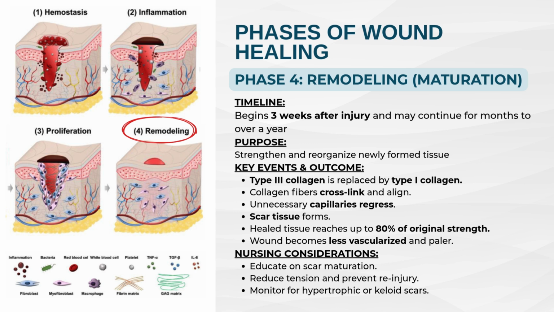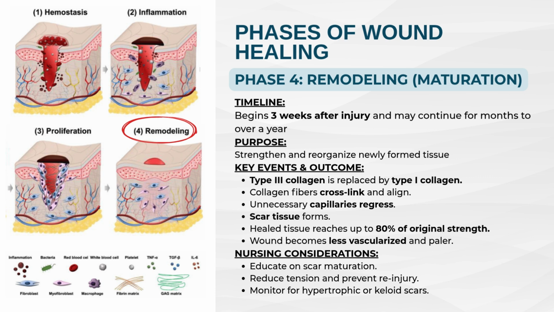Key events include collagen remodeling. Type 3 collagen is replaced by type 1, which is stronger. Fiber alignment and cross-linking improve tensile strength. Capillary regression: the wound becomes less vascularized and paler. Scar formation: the endpoint of the repair process.